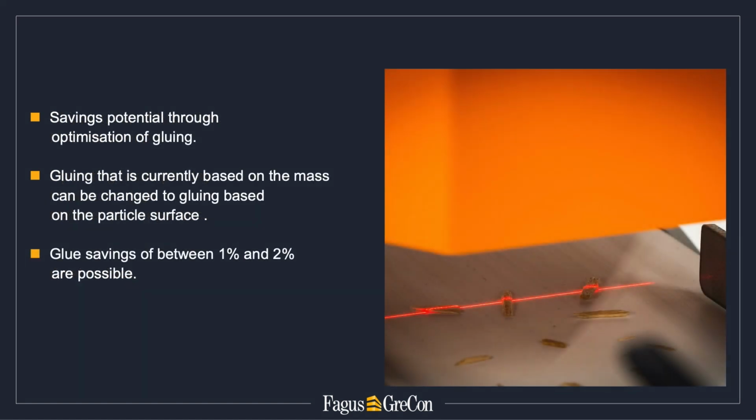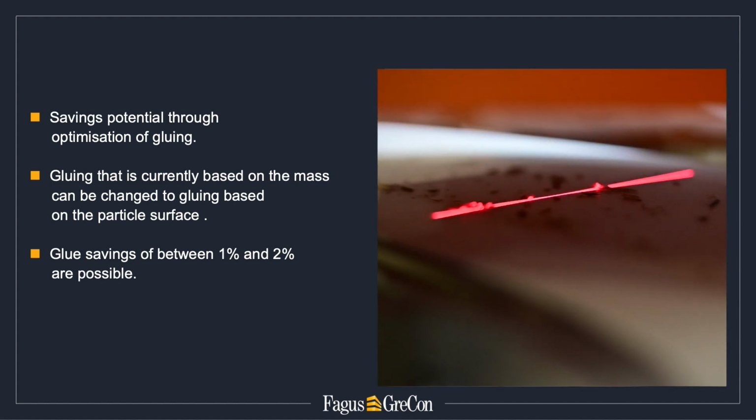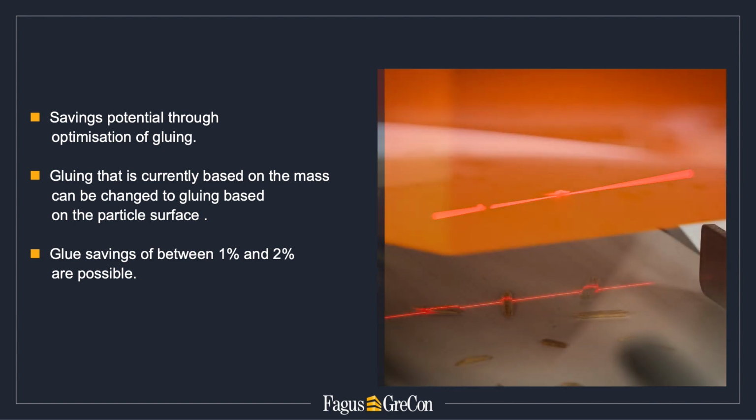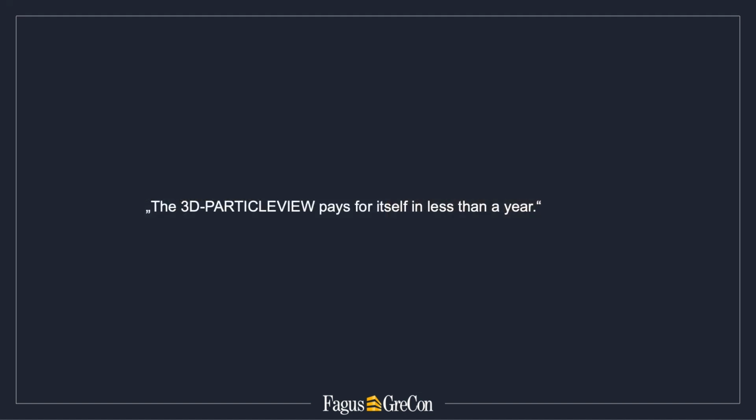Gluing optimization delivers a further savings potential. The continuous analysis of particle geometry enables a change from gluing based on mass to gluing based on the particle surface. Studies show that gluing savings of between 1 and 2% are possible.